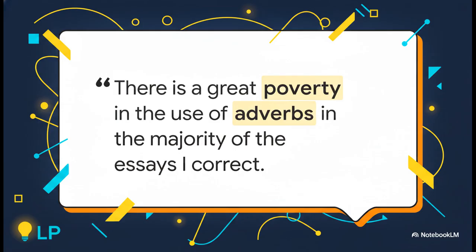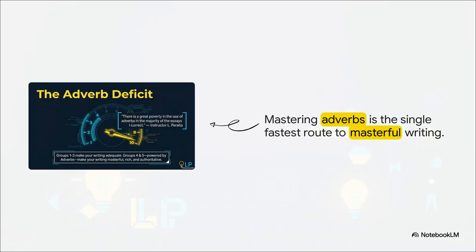He points out a crucial flaw. Without adverbs to modify your adjectives and verbs, your writing is completely stripped of nuance, emotion, and precision. It remains adequate, sure, but it never reaches that authoritative native-level richness. Now, what's really interesting here is that groups 1 through 3 basically only get you halfway there. To push your writing into the masterful zone, those 9s and 10s, you absolutely must master the adverb. Overcoming this adverbial poverty is literally the single fastest, most effective route to elevating your academic prose.